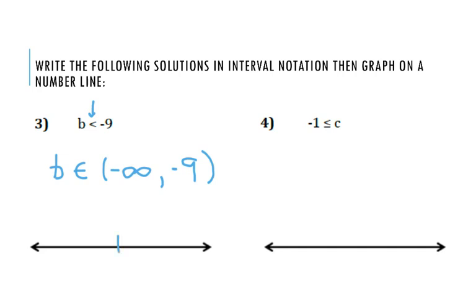So then on our number line we have -9. To the right would be -8. To the left is -10. We're going to have an open circle, arrow going left to negative infinity.